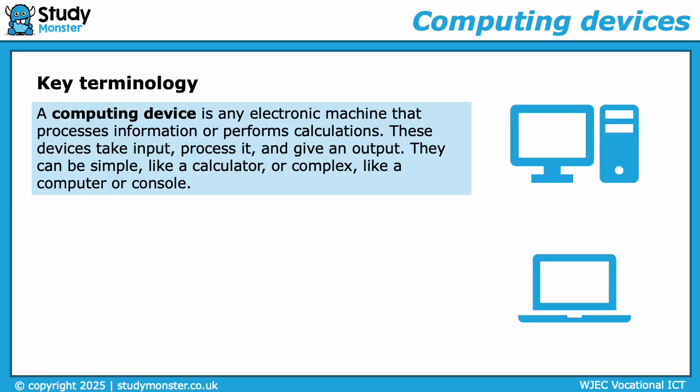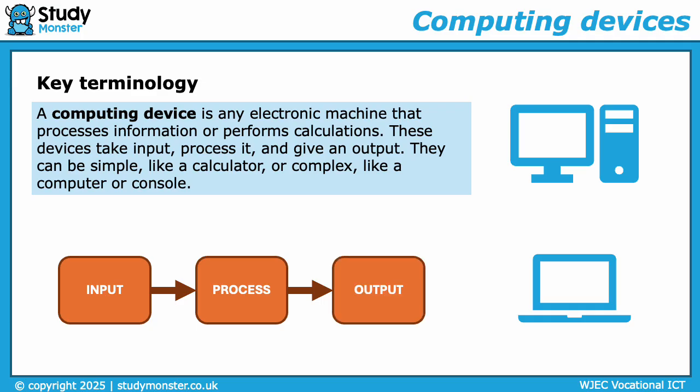Right, some key terminology to start with. A computing device is any electronic machine that processes information or performs calculations. These devices take an input, they process that information, and then they give an output. They can also store that processed information, like a PC, like a computer.